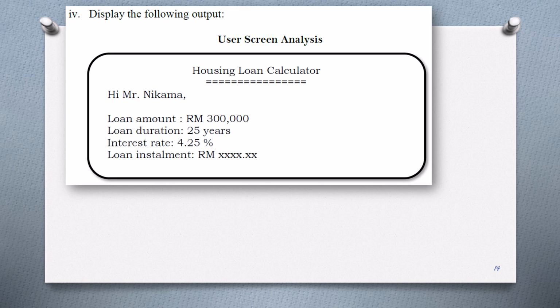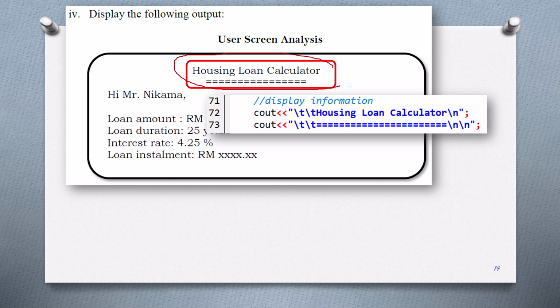Last but not least, you are asked to display the output according to the format here. Okay, so it's very simple. For you to display this one, very simple, right? Just display using the cout statement, right?